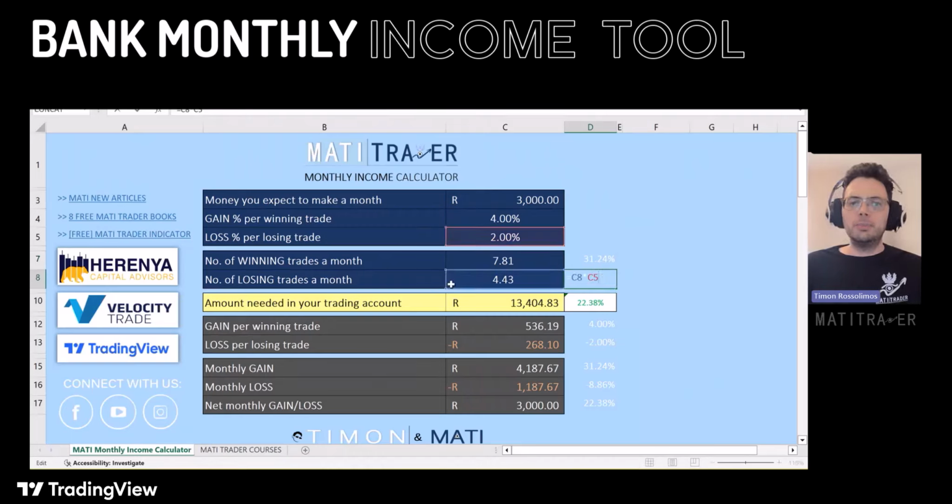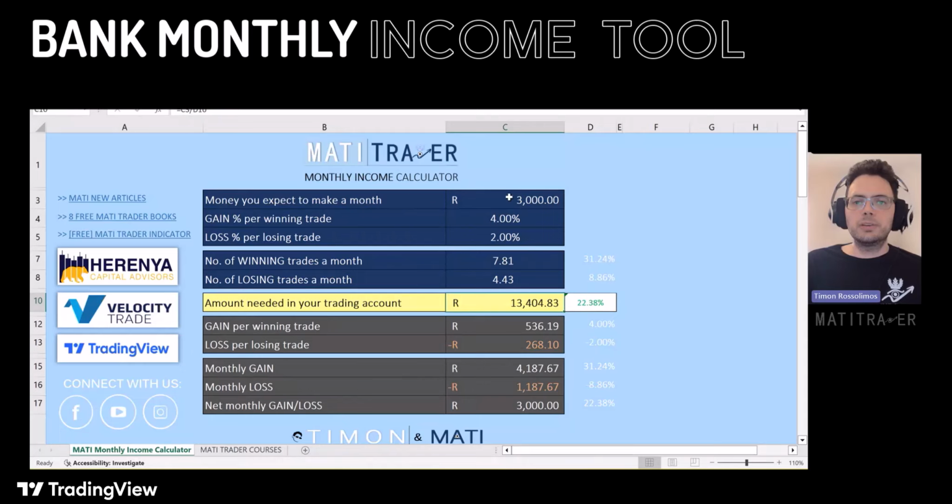We can then do the same with the number of losing trades and the loss percentage per month. So we're taking the loss percentage per losing trade, multiplying that by the number of losing trades a month, and we get 8.86% loss. Then we simply take the winning percentage per month and subtract the loss percentage per month. And basically we are saying that we are expecting to gain 22.38% per month.